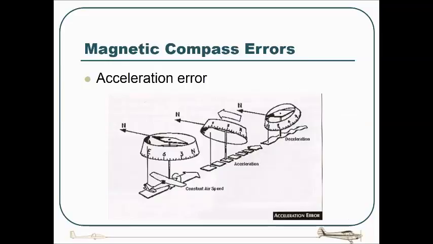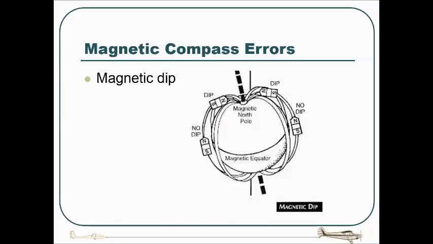Okay. Acceleration error. When you're heading east or west in the northern hemisphere and you accelerate or decelerate, the momentary change of where north is combined with the acceleration will cause the compass card to tilt ever so slightly, which causes it to point in the wrong direction and actually rotate. So what does all this tell me? Well, I need to be at a constant airspeed. I need to not be turning.